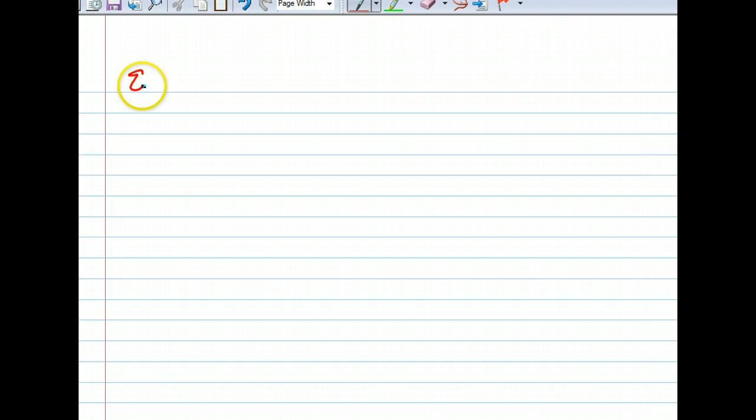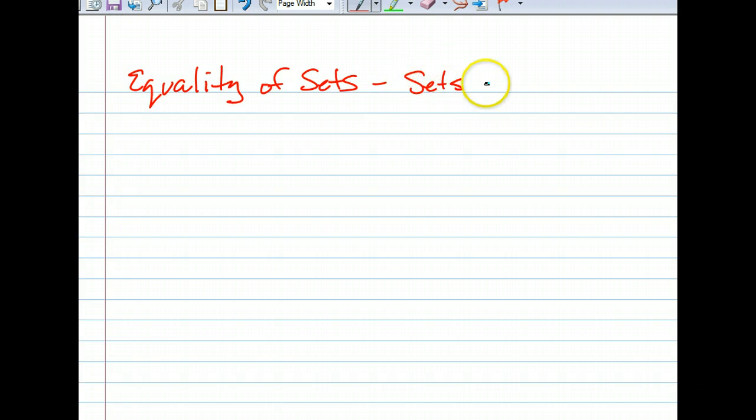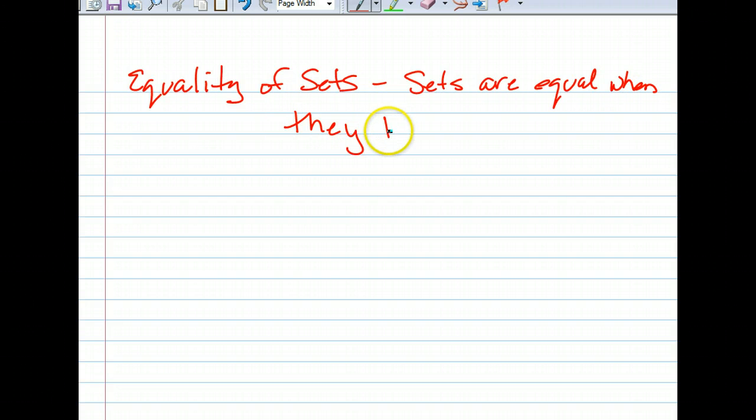Equality of sets. Sets are equal when they have the exact same elements. Does the order matter? Order doesn't matter. Good question. So sets are equal when they have the exact same elements.